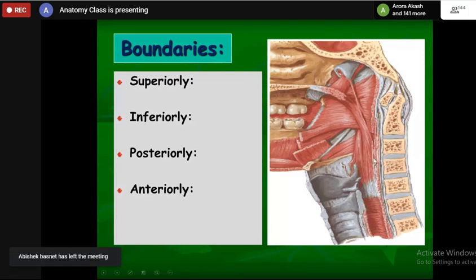Now this one will communicate with the larynx through the inlet of the larynx. So over here we have the inlet of the larynx. This is how they are going to communicate with the nasal cavity, oral cavity, and the larynx.